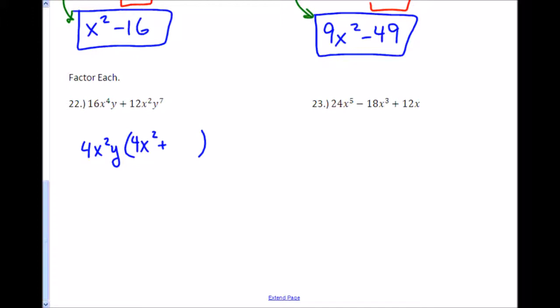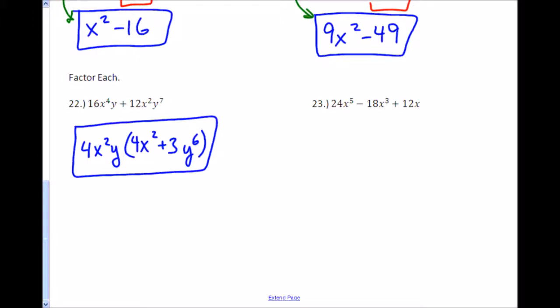And the same thing with this next piece. The 12 divided by 4 is a 3. X squared divided by x squared is 1, so I don't need to write it. Y to the 7th divided by y to the 1st is a y to the 6th. So again, we divide the coefficients, subtract the exponents, and now this thing is factored completely.